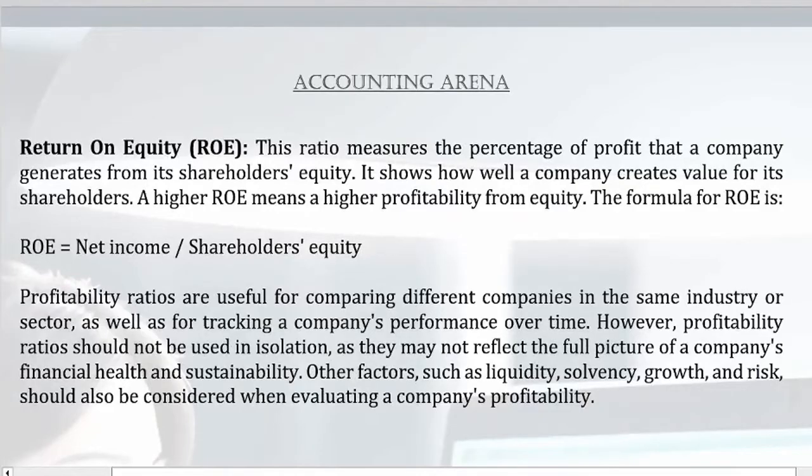Return on equity, ROE. This ratio measures the percentage of profit that a company generates from its shareholders' equity. It shows how well a company creates value for its shareholders. A higher ROE means a higher profitability from equity. The formula for ROE is: ROE equals net income divided by shareholders' equity.